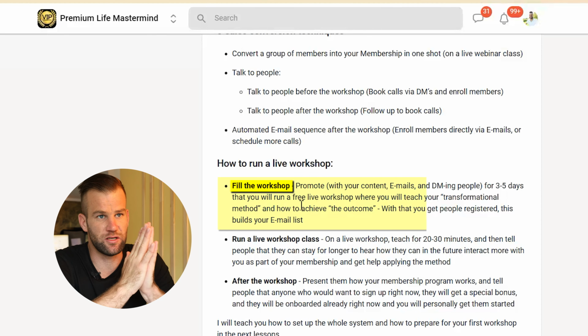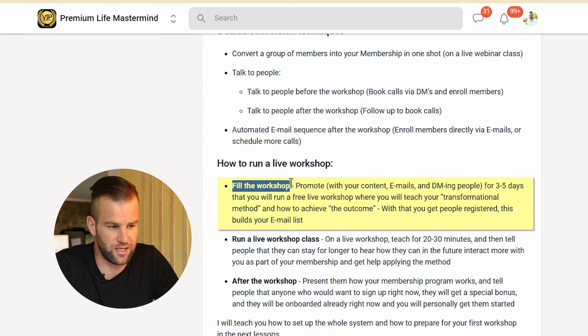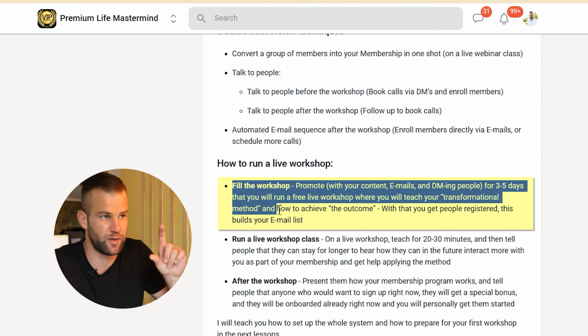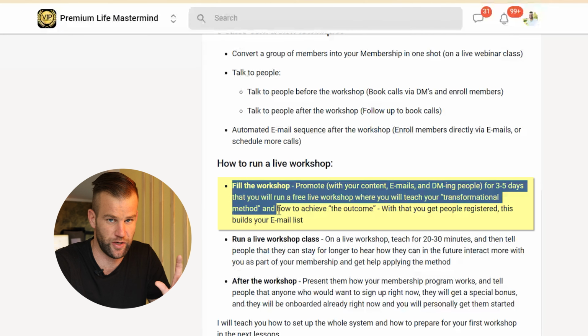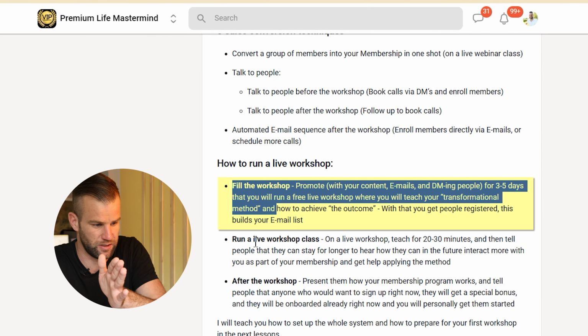But there are 3 stages here. First, you're going to need to fill the workshop, right? You're going to need to get people signed up for it. And before this stage, there is also a preparation stage, which I didn't mention here. You're going to need to prepare everything so you're ready to start filling the workshop and then running it.